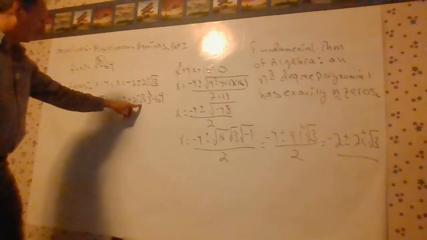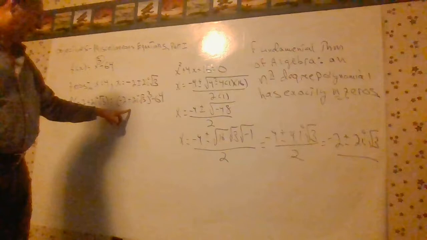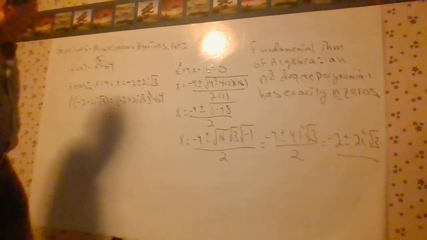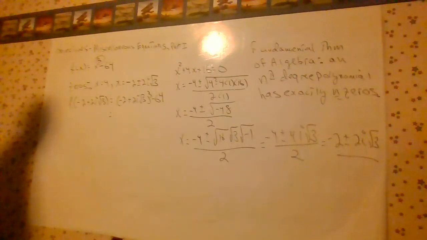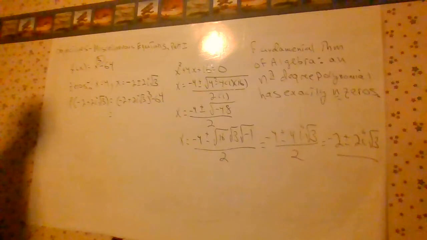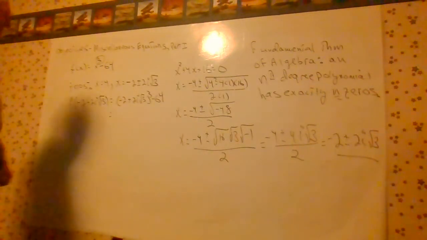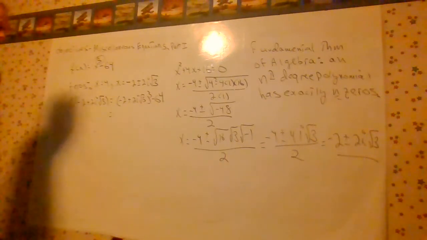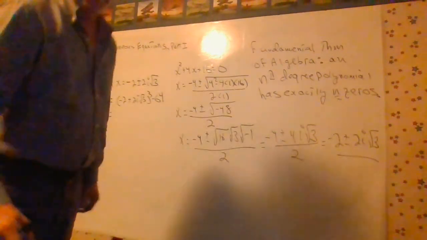You could FOIL this, multiply the result by another factor. Guess what? It would equal 64. 64 minus 64 is 0. You can take my word for it. So 3 zeros. Every nth degree polynomial has n zeros. Sometimes it can be repeated, but it will have exactly n zeros. That's all for this. We'll be back with part 2 shortly.